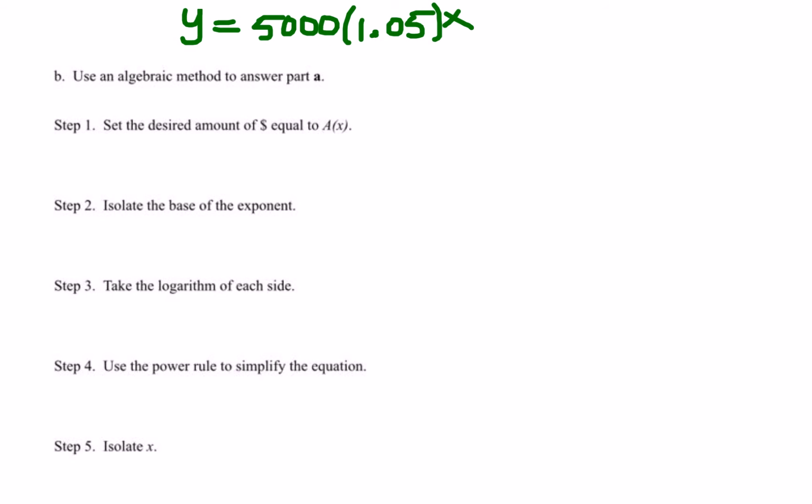Okay, so Part B asks you to use an algebraic method to solve what you found in Part A. So basically we're trying to use algebra in order to obtain an x value of 14.2 years. So the first thing you're going to do is set the desired amount A of x equal to what you want it to be. And we want our money to double, so I'm going to set A of x to 10,000.